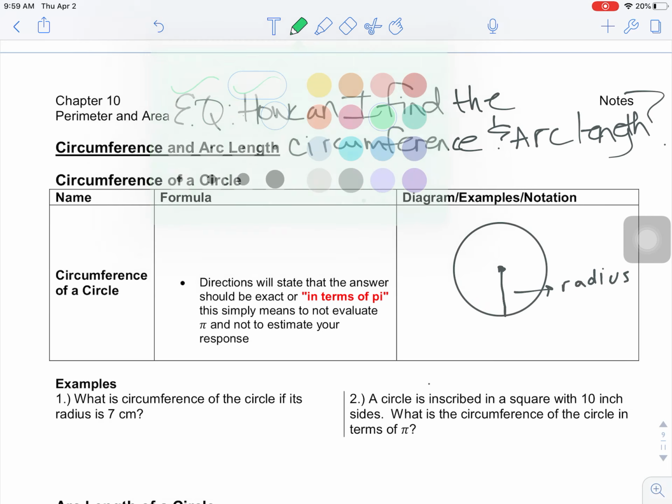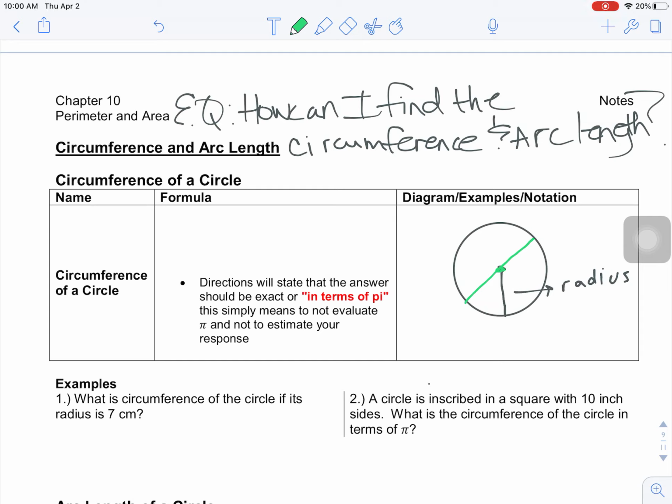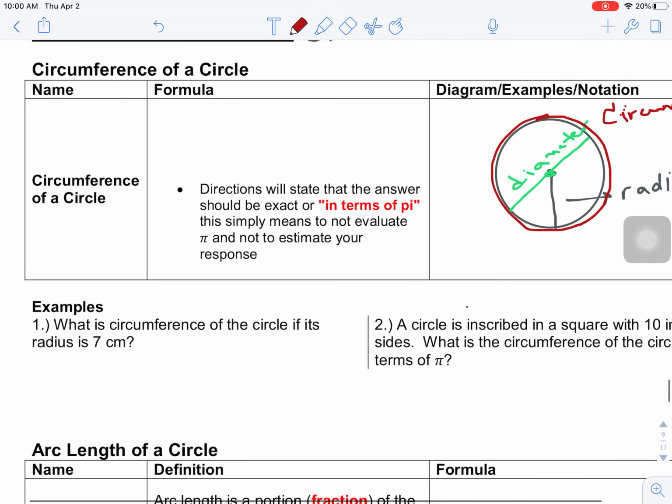In addition to our radius, we also have, passing through the center, a specific chord called the diameter. And then the distance around our circle is called the circumference. So in order to calculate that, we're going to either need the radius or the diameter. So here's the first formula that you're going to want to write down. Circumference, C, is going to be equal to 2 pi r.